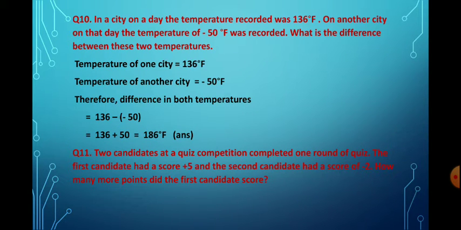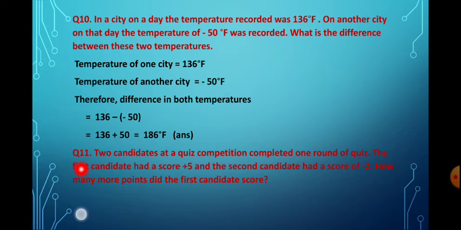Moving on to question number 10. In a city, on a day, the temperature recorded was 136 degrees Fahrenheit. In another city, on that day, the temperature of minus 50 degrees Fahrenheit was recorded. What is the difference between the two temperatures? So temperature of one city equals 136 degrees Fahrenheit. Temperature of another city equals minus 50 degrees Fahrenheit. Therefore, difference in both temperatures is equal to 136 minus minus 50, which is 136 plus 50, equal to 186 degrees Fahrenheit.